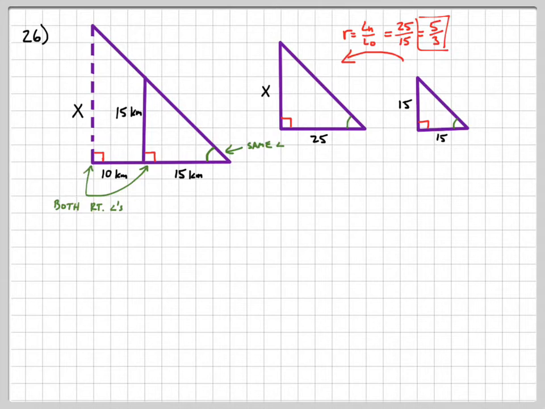That seems to indicate that I'm talking about an enlargement, and when I look at moving from this triangle to this one, it is an enlargement, so it looks like I lined those up correctly. Now I can find x by multiplying r times the matching side, which is going to be 15.